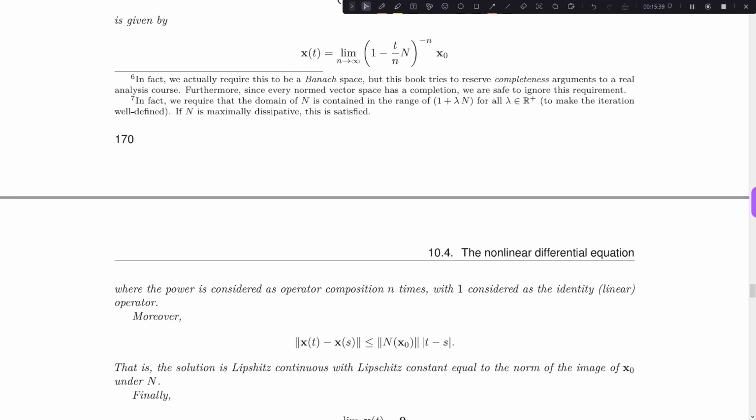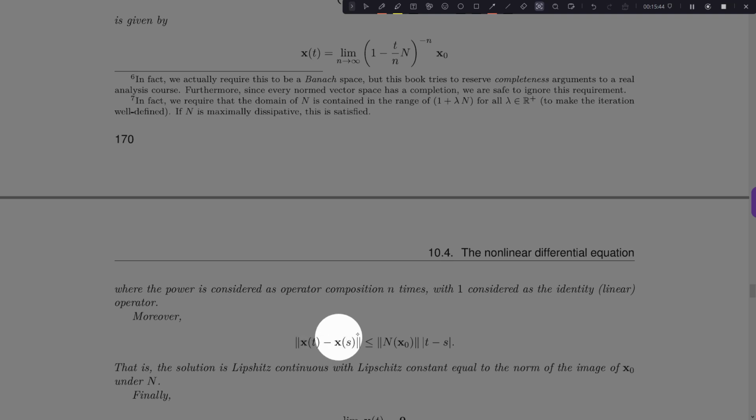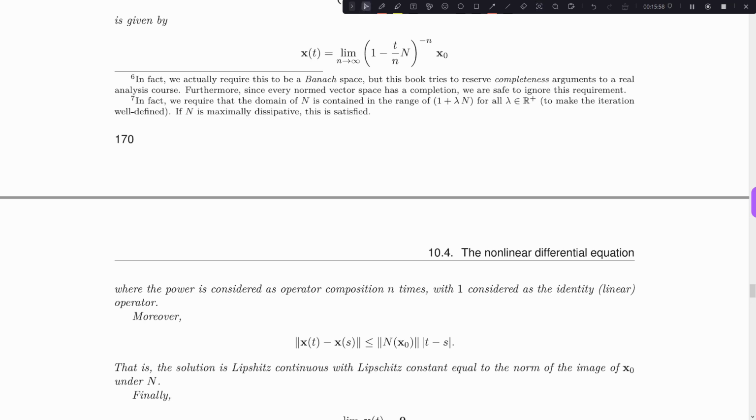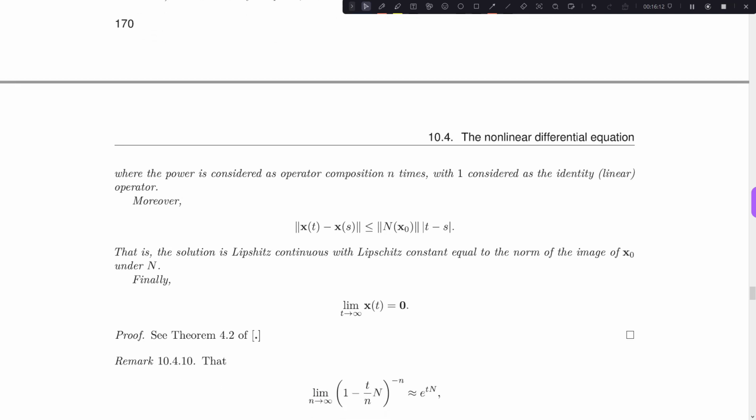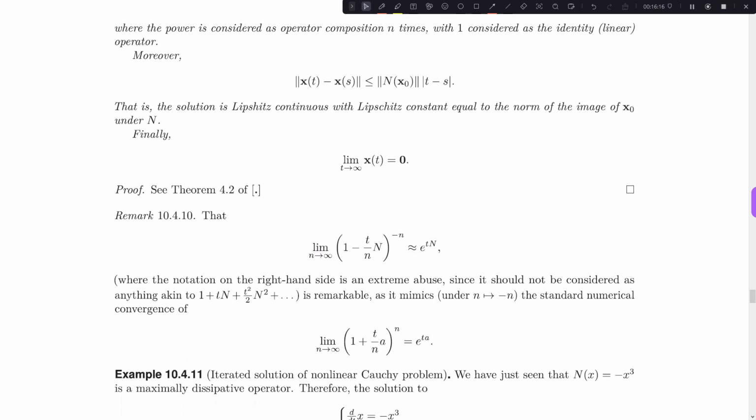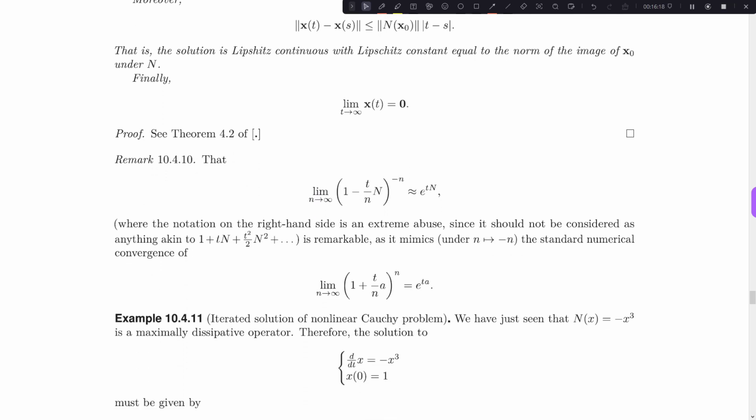So actually the solution can be given by this limiting procedure. And moreover, we have a nice property where the difference between the solution at two points in time can be at most the norm of the operator at the initial condition. So that's really nice as well. You get some sort of growth properties. And actually you get decay properties here. So finally, the limit actually decays to 0. So that's a dissipative operator property for Cauchy problems. And I have a remark talking about it like exponentials, even though you shouldn't think about it like exponentials.